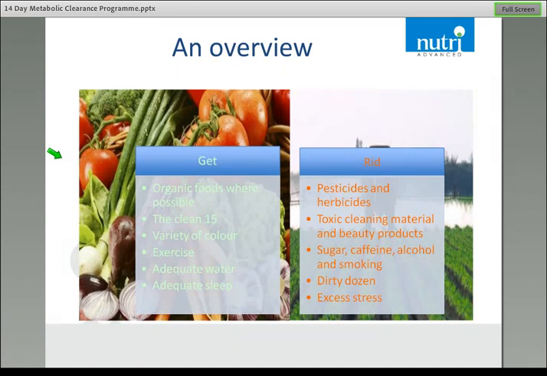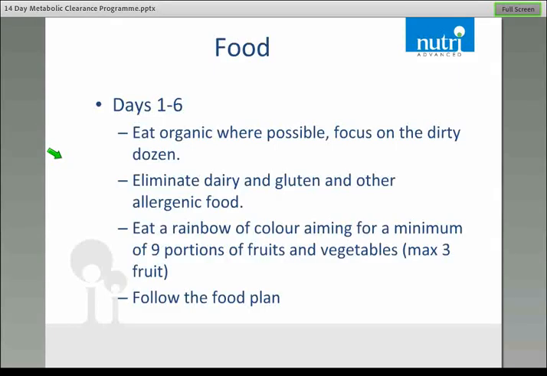And we're going to get rid of herbicides and pesticides, toxic cleaning products and beauty products, so thinking about what you put on your skin. We're getting rid of sugar and caffeine, alcohol and smoking, the dirty dozen, those most affected by herbicides and pesticides. And also during this time, I want to be thinking about detoxing stress from our life as well. How can you minimize the stress that you're under?